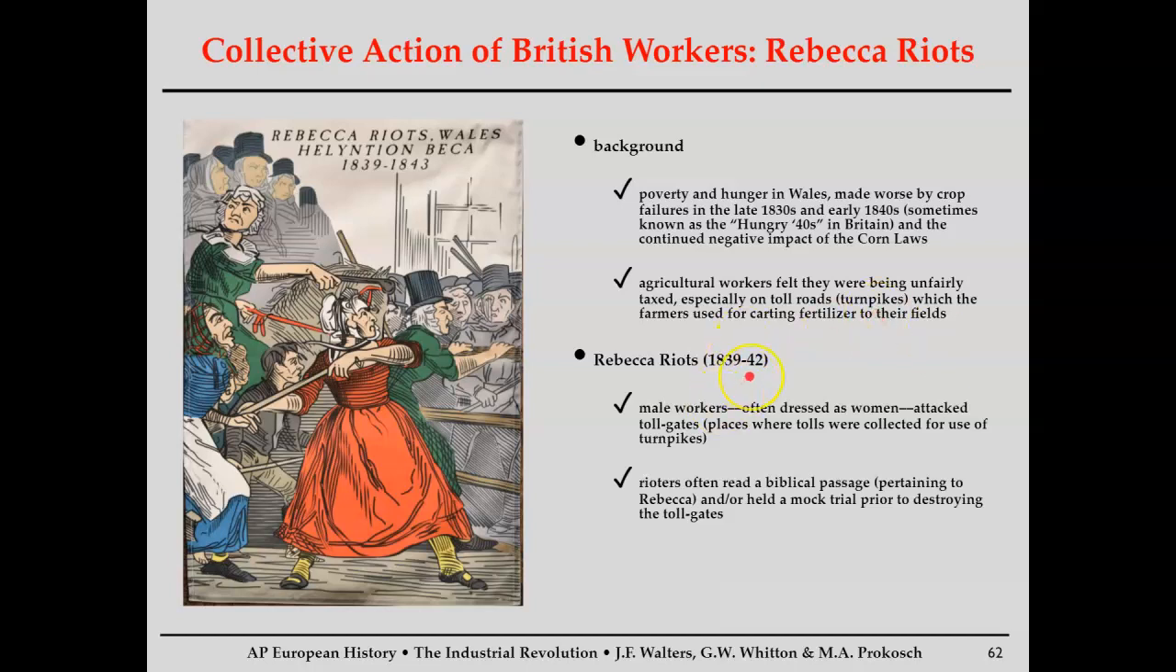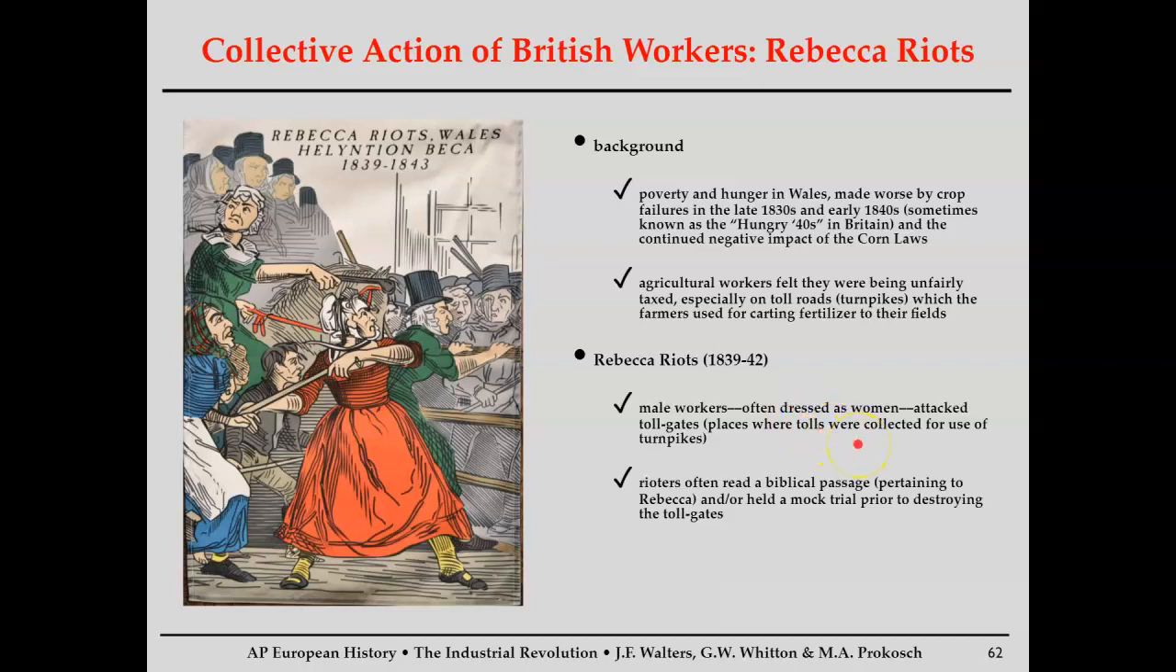So there was a group who hated that. In this case, they dressed up as women in dresses, and they would go to these toll gates and just destroy them. And then they would actually put the toll gates on trial. Yes, I know, as crazy as it sounds.